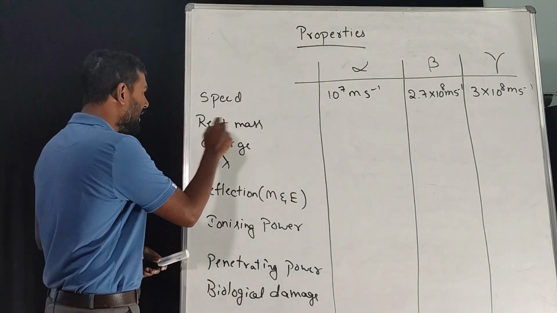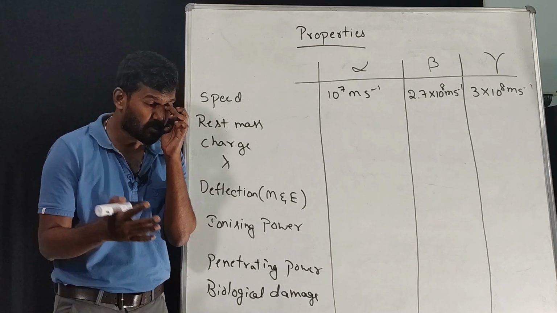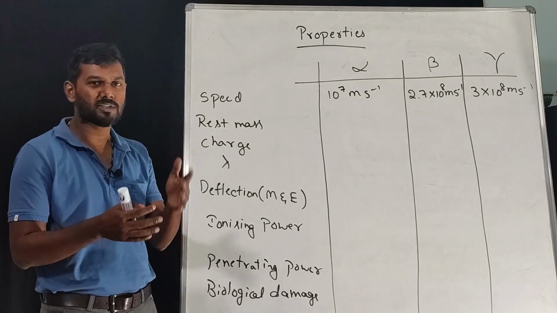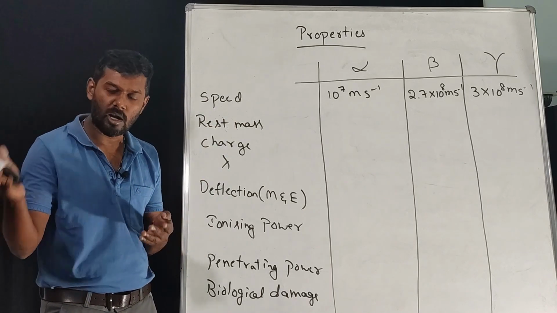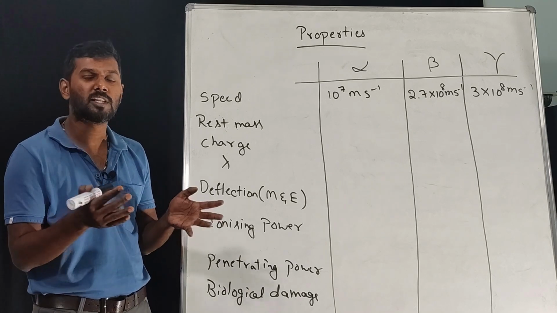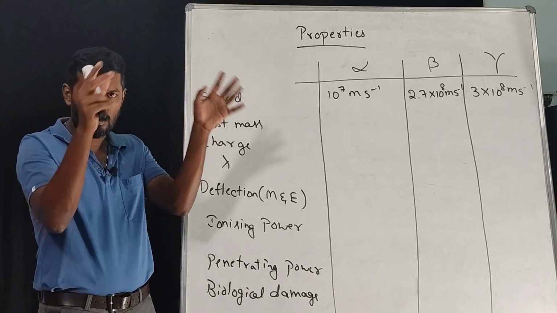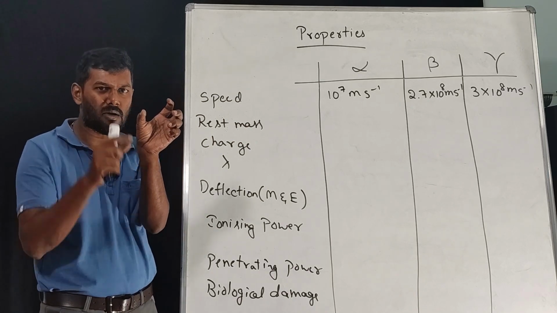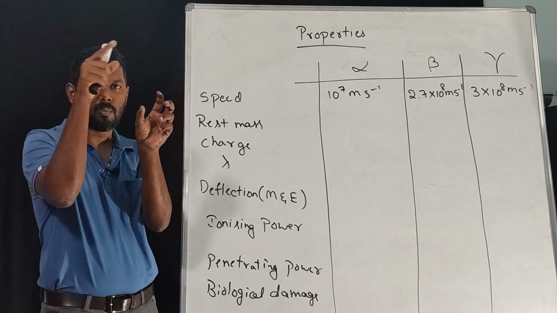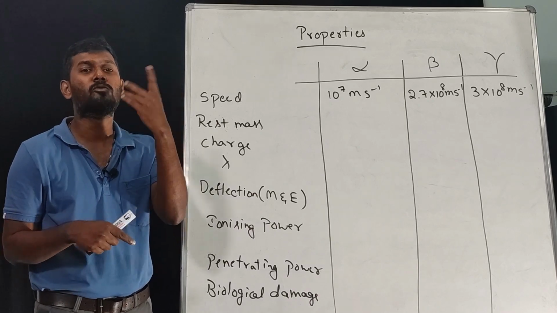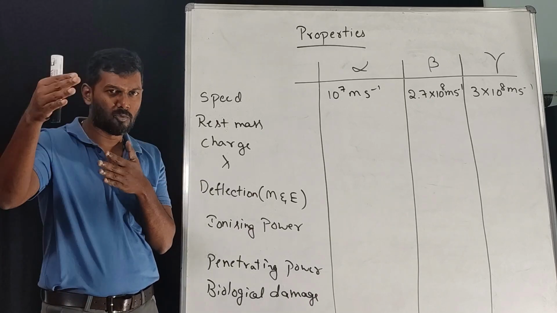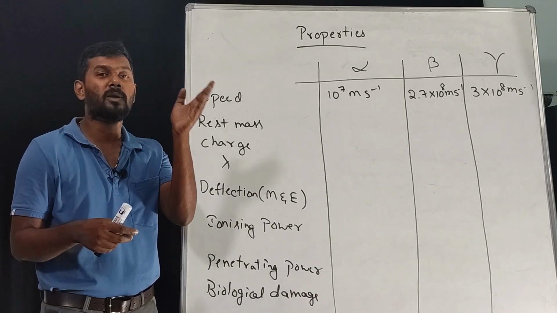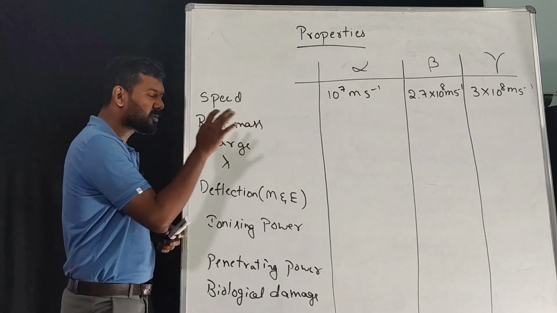Next, rest mass. See, what do you mean by rest mass? The definition of rest mass is not there in the syllabus and not even in the textbook. The rest mass is nothing but the mass of the particle which is independent of motion. Okay, if the object is moving, the mass will not be affected by that. That is nothing but rest mass.